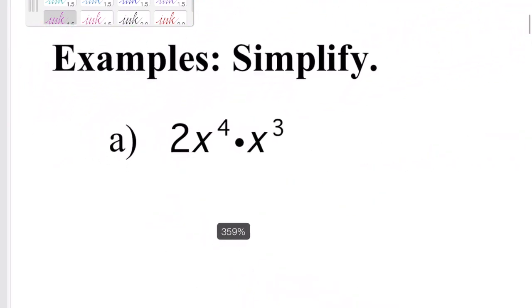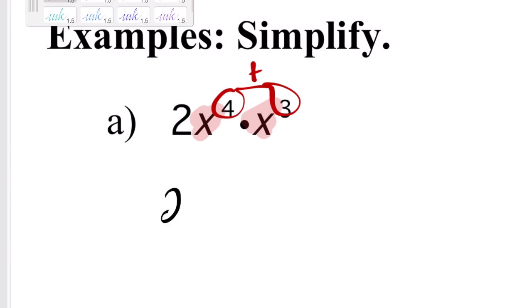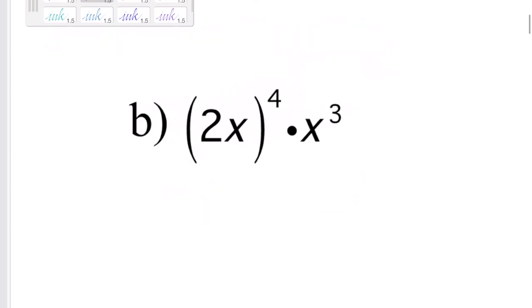Doing a couple examples, I have 2 bases that are the same here, my x's. So that means I'm going to add their exponents. I don't have another 2, so that 2 will stay the same. And 4 plus 3 will give me x to the 7th power. Next one, and this is the last one I'm going to do on here. The others I'm going to save for my students. We're going to do those in class together.